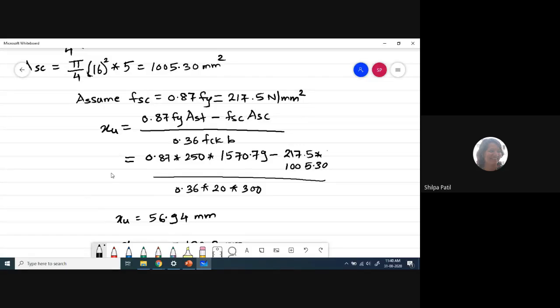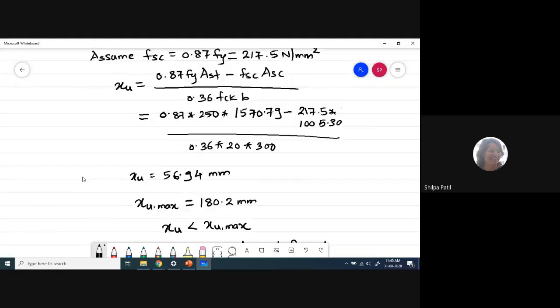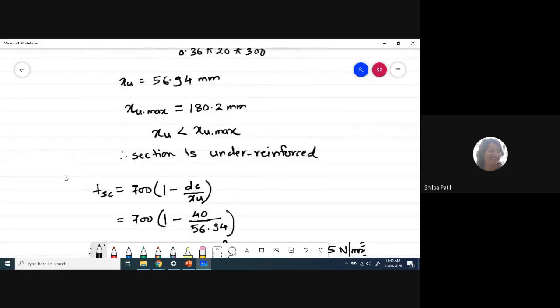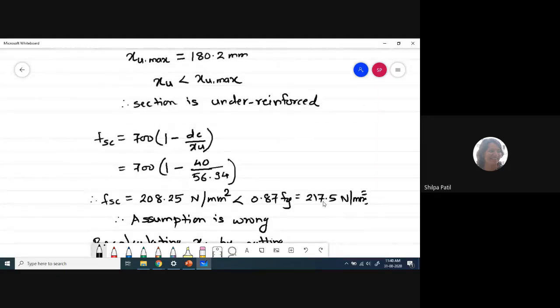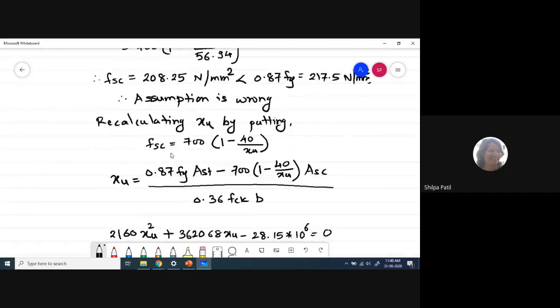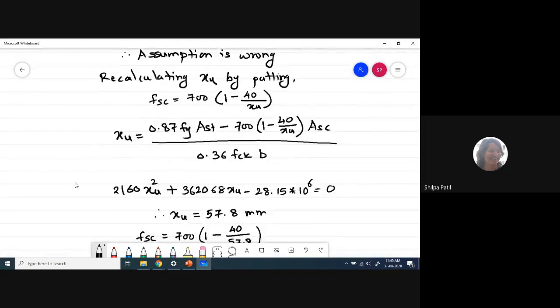And we calculated XU. So the XU value is for this FSC value. Then we calculated FSC and compared it with 217.5. What we are expecting is that the FSC value will come greater than or equal to 217.5. It is not coming. That's why the earlier calculated XU value is wrong. And hence we calculated XU again by putting FSC in terms of XU. We got the correct XU value.